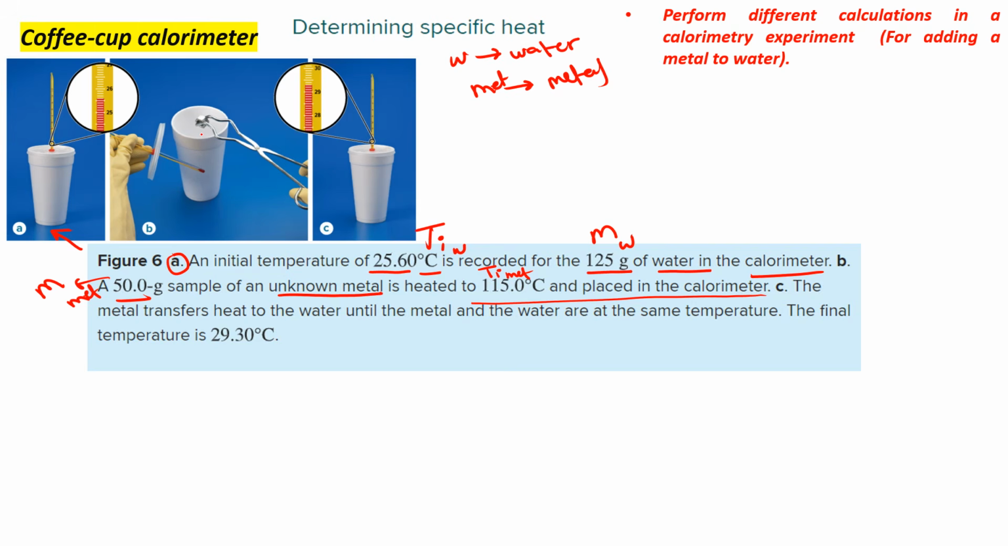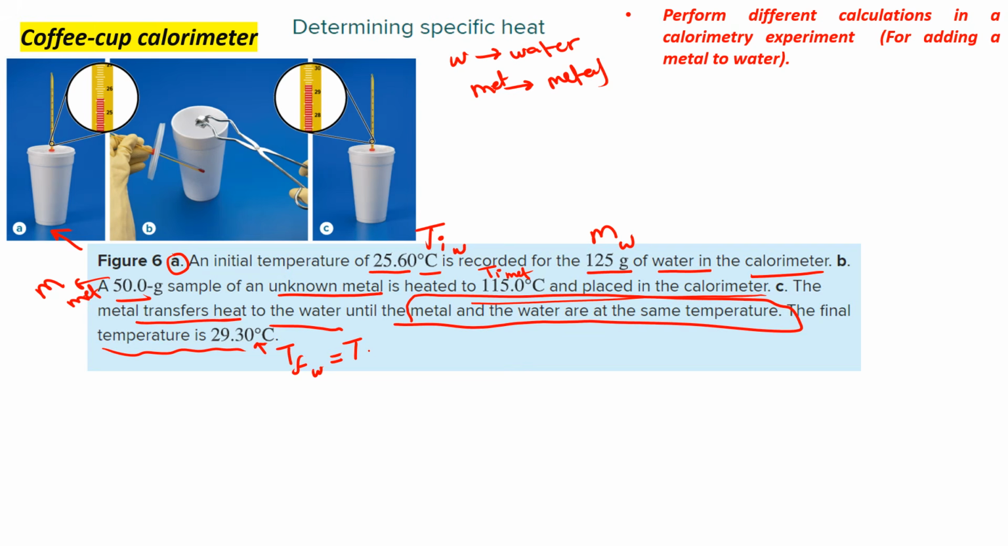Of course it is hot and the water is cold, so the metal will lose heat and the water will gain heat, right? The metal transfers heat to the water, because the metal is hotter than the water, until the metal and water are at the same temperature. When they reach the same temperature, neither loses heat nor gains it. So this is the T final of water and the T final of the metal. The water temperature rose, from 25 to 29, because it gained heat, and the metal went from 115 to 29 because it lost heat. But the final temperature is the same for both.